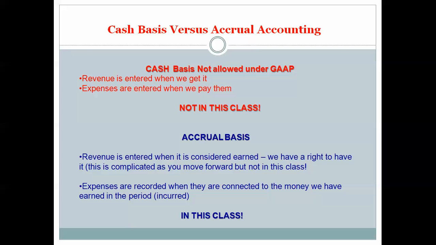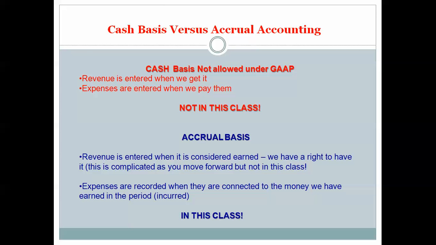The difference between cash and accrual basis accounting is that the cash basis, first of all, is not allowed under generally accepted accounting principles. Under cash basis, when we receive cash for services, we go ahead and enter it into our books at that point. When we actually pay expenses, we enter the expenses when we pay them. That's not happening in this class.